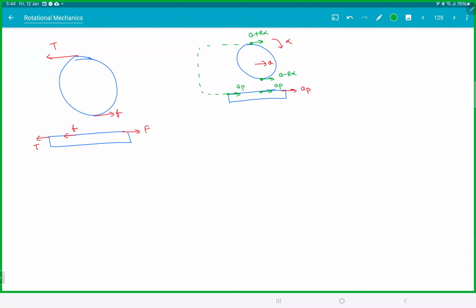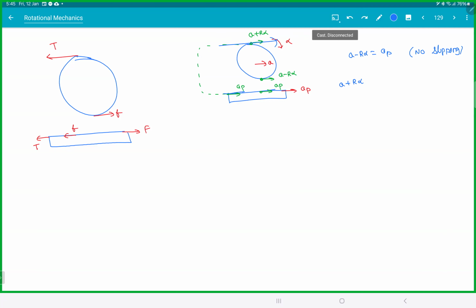There are two constraints here. The first one, A minus R alpha is equal to AP. This is the no slipping condition because they're touching each other without slipping. Second thing, acceleration along the string should be same. A plus R alpha. Now be careful here. I took both this way and this way, but in this direction they should be same, right? You're getting how it is?